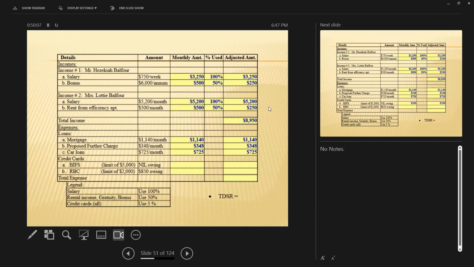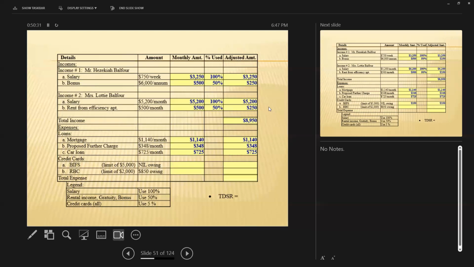Okay, so credit cards. We have one with a $5,000 limit, with nil owing. What amount do we put in the monthly amount? Put 5% of the 5,000. At the bottom it says use 5%. So 5% is $250.